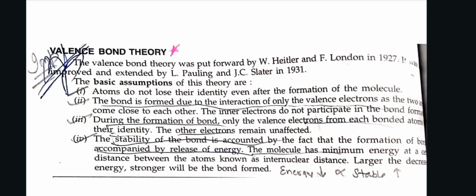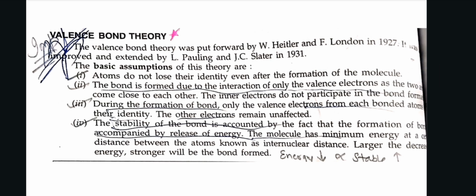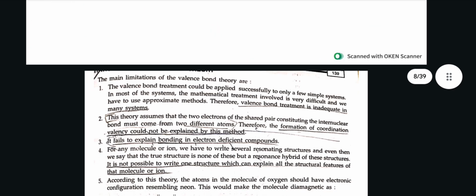The bond is formed due to interaction of only the valence electrons as the two atoms come close to each other. The inner electrons do not participate in bond formation. During the formation of bond, only the valence electrons from each bonded atom lose their identity. The other electrons remain unaffected. The stability of bond is associated with the fact that the formation of bond is accompanied by release of energy. The molecule has minimum energy at a certain distance between the atoms, known as internuclear distance. Larger the energy released, stronger will be the bond formed.